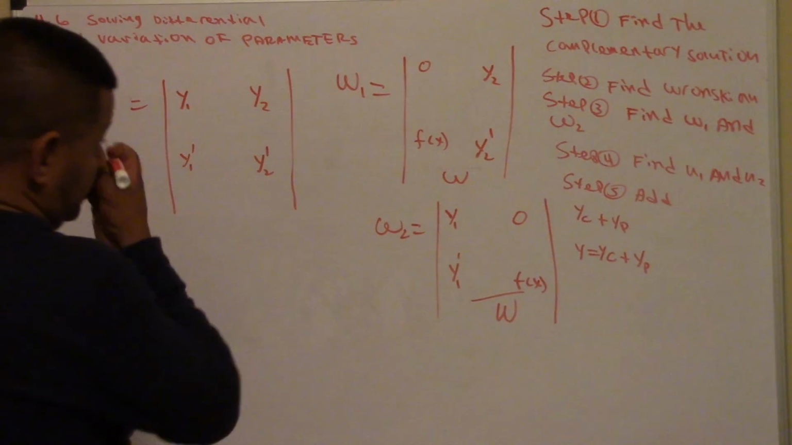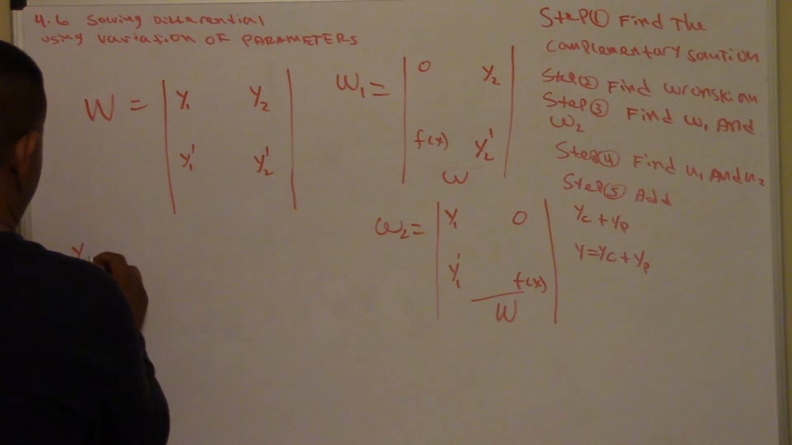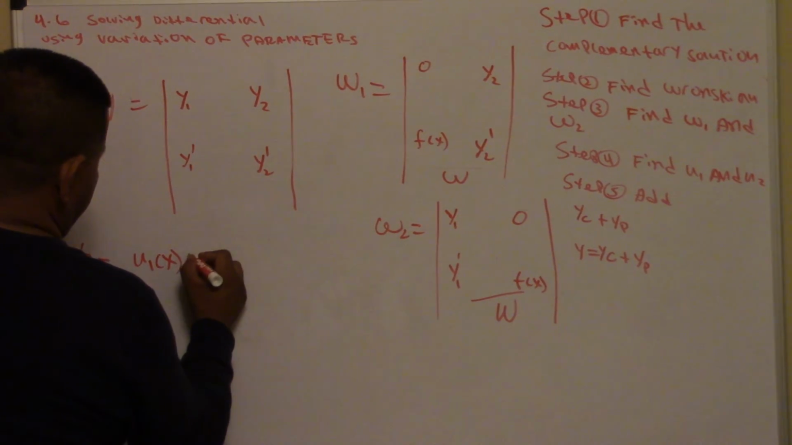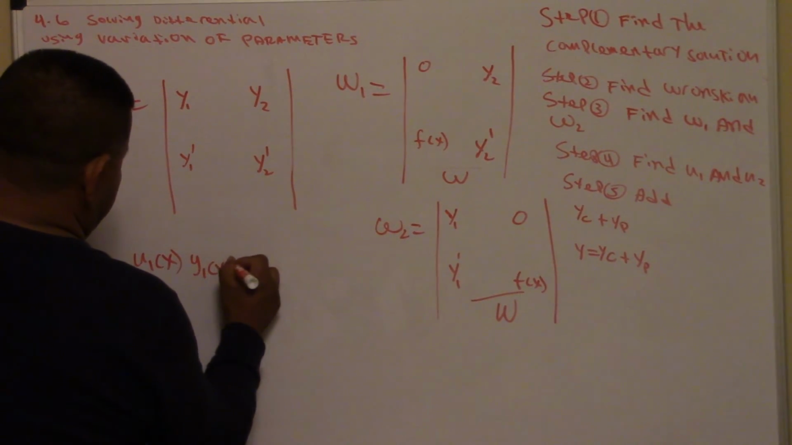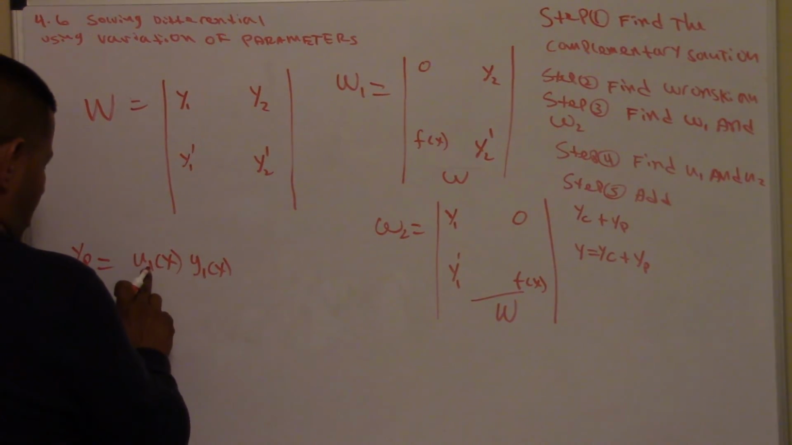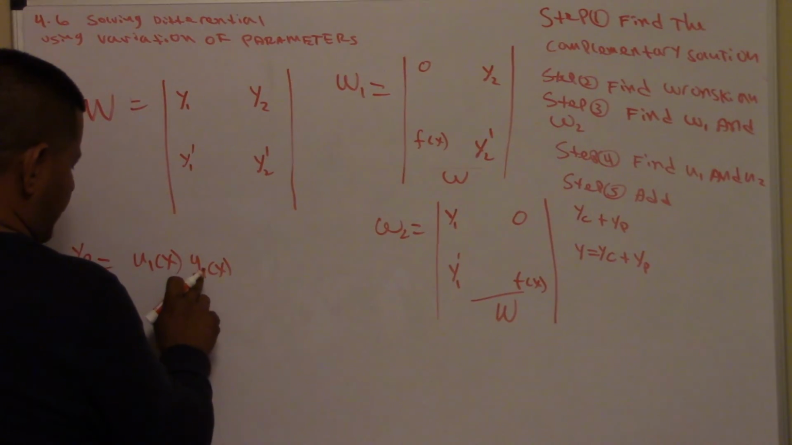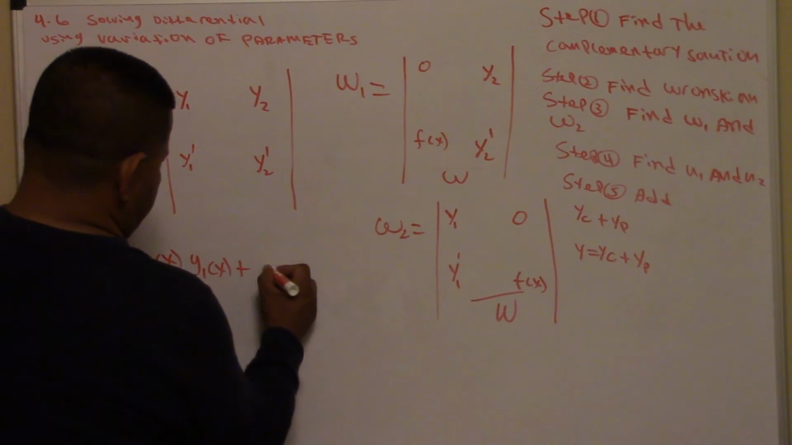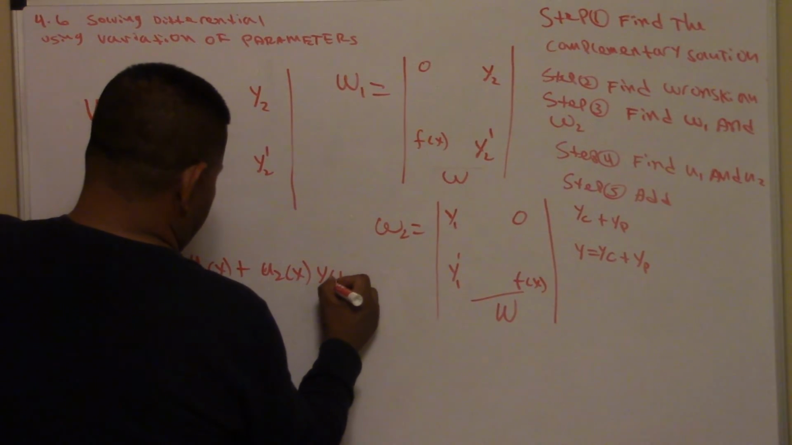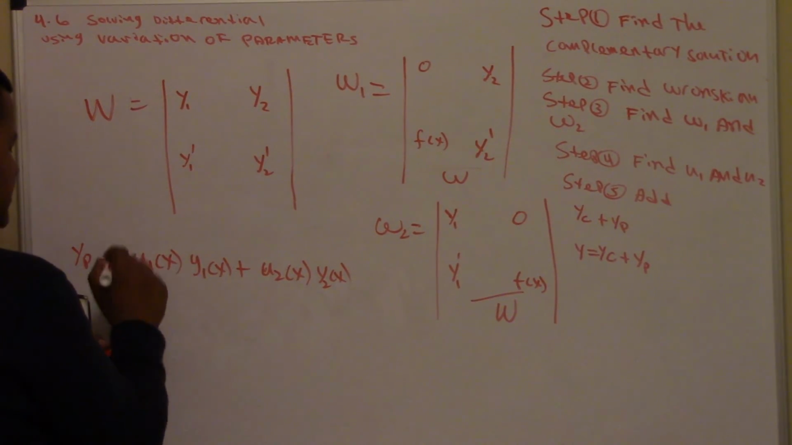Okay, so now the formula for y sub p is going to be equal to u1 of x times y1 of x, plus u2 of x times y2 of x, right? So this is the formula for y sub p.